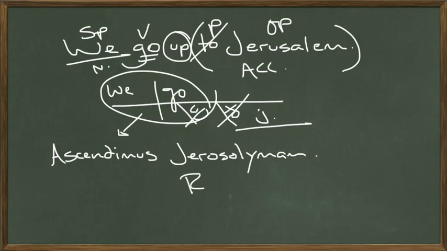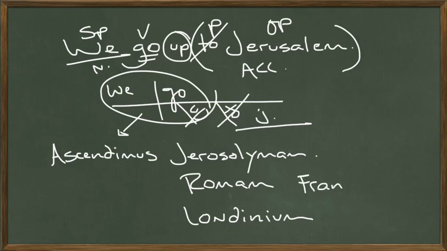Alright, what if we were going up to Rome? Well, ascendimus Romam. What if we were going up to London? Ascendimus Londinium. I hope that's correct. What if we were going up to the town I live in, Franklin, Tennessee? I'm going to have to make this one up because there's no Latin version of it. We'll call it Franklina.